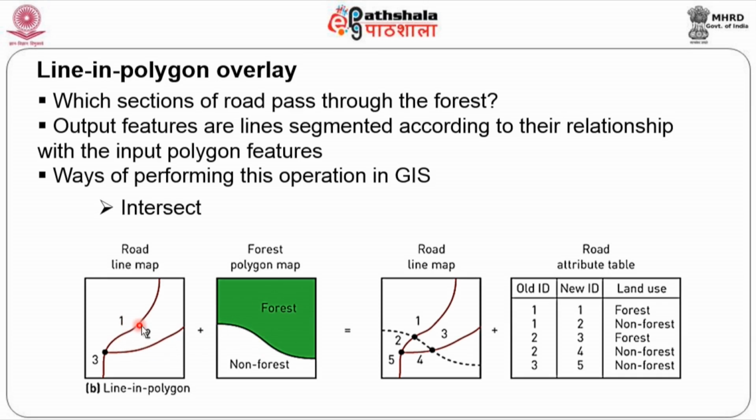So what will happen? This line passing through this part, you can say that separation here, and this is the line. So 1 is split into 1 and 2, 2 is split into 3 and 4, and 3 is renumbered as 5. So 1 and 3 are those lines which are in forest area, whereas 2 and 4 which are outside are not. Of course, this 3 is 5 which is already outside the area.